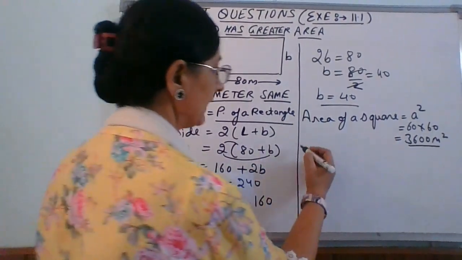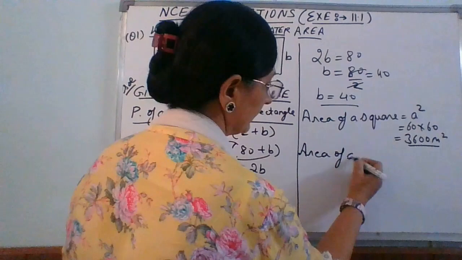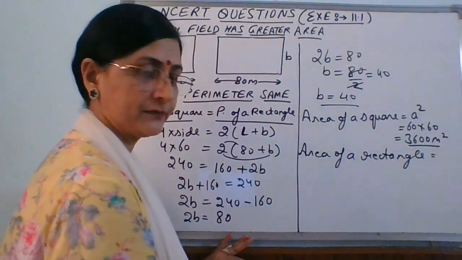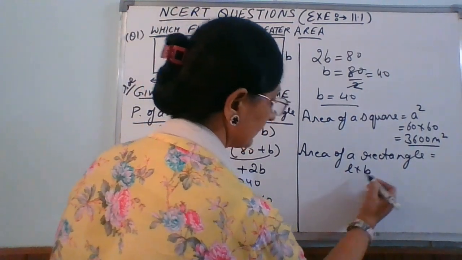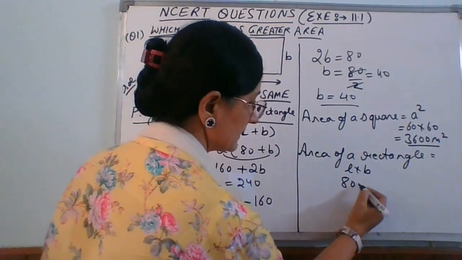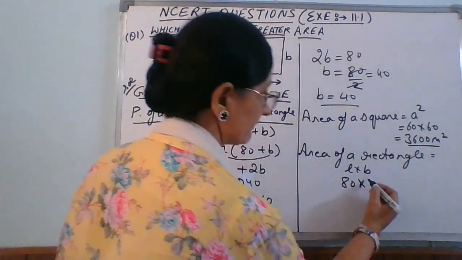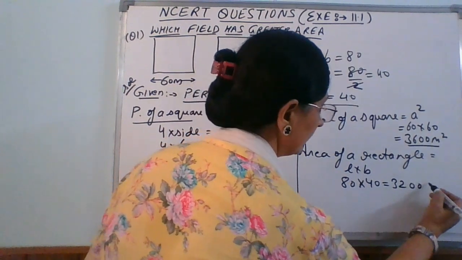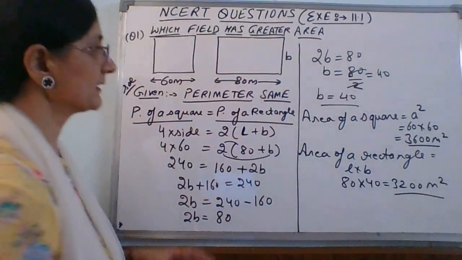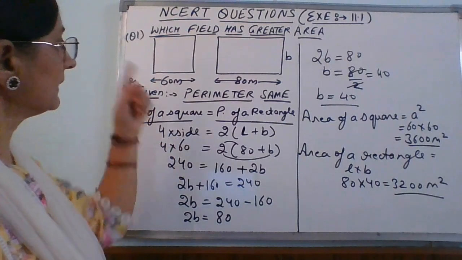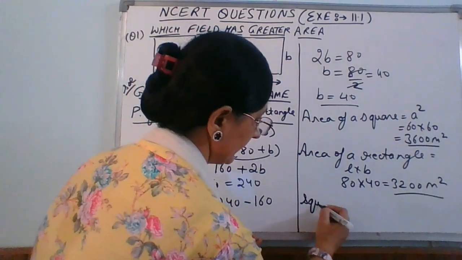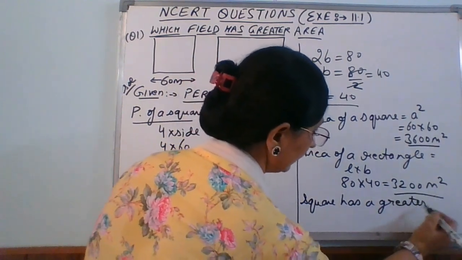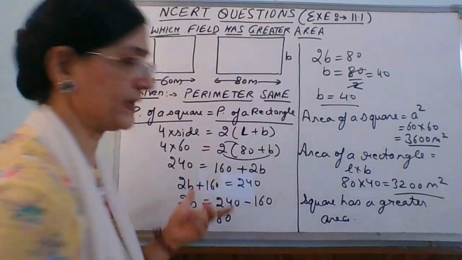Now we have to calculate the area of the rectangle. So area of a rectangle, first we need to write the formula, that is length into breadth. Length is given 80 meters and breadth we just found by calculating, 40. So it becomes 8 4s are 32, 00 meter square. So which has a greater area? Which figure has a greater area? Square. So square has a greater area. So what is the answer? That square has a greater area.